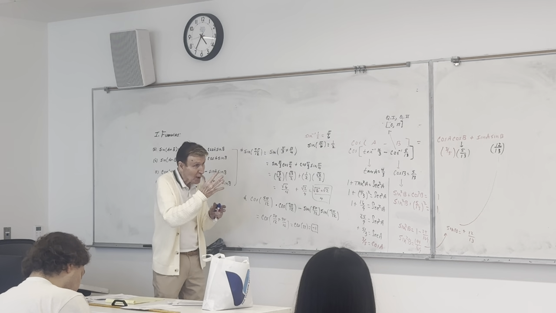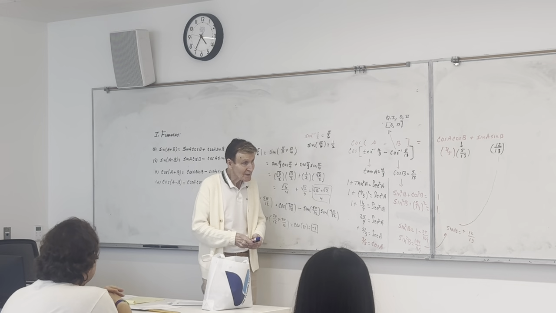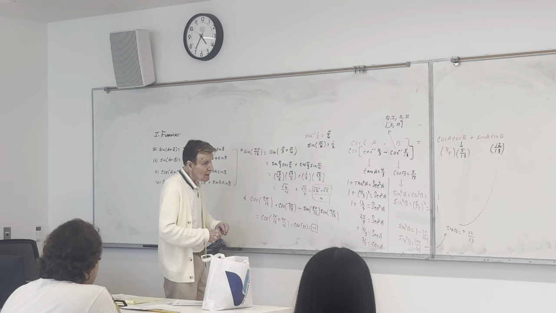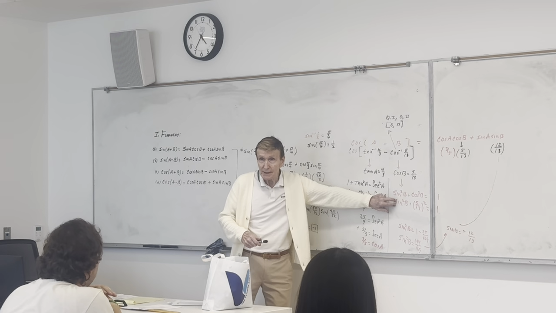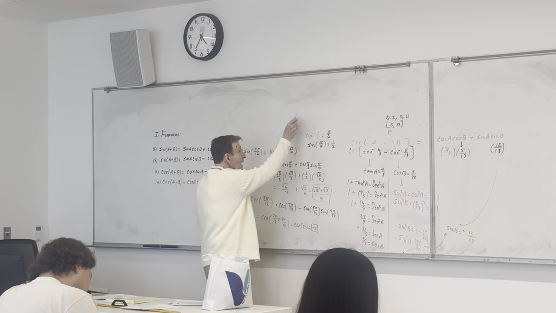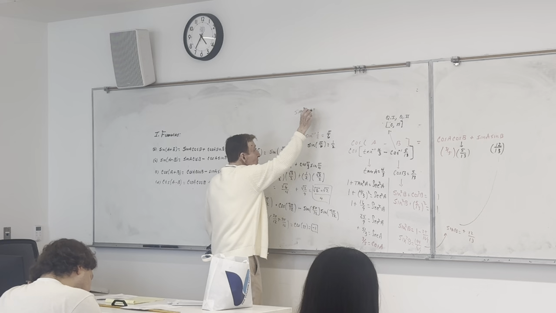That's the only part missing, sine A. I know cosine A. Anyone have an idea how I can find sine A? I'm running out of board space already. I can use the same thing here: sine squared A plus cosine squared A is equal to 1. If I do, it's going to look like this.